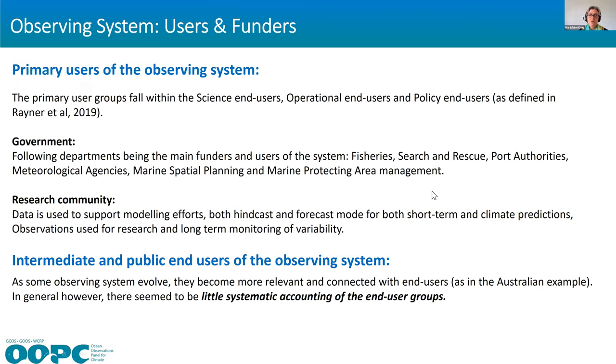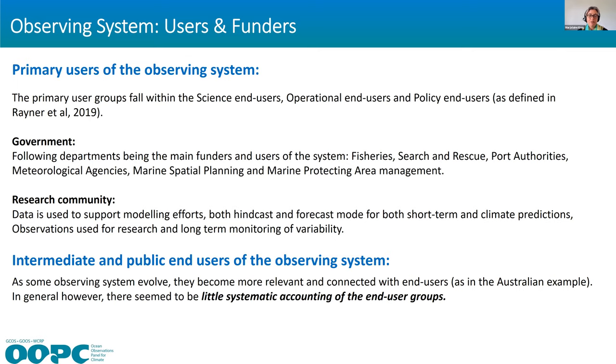And of course, one of the main user systems is the science groups and the operational communities, the modelers who use the observation both for hindcast or forecast. And they use historical observation to validate their model or look at long-term viability in the model, or they just use observations to assimilate in the models.